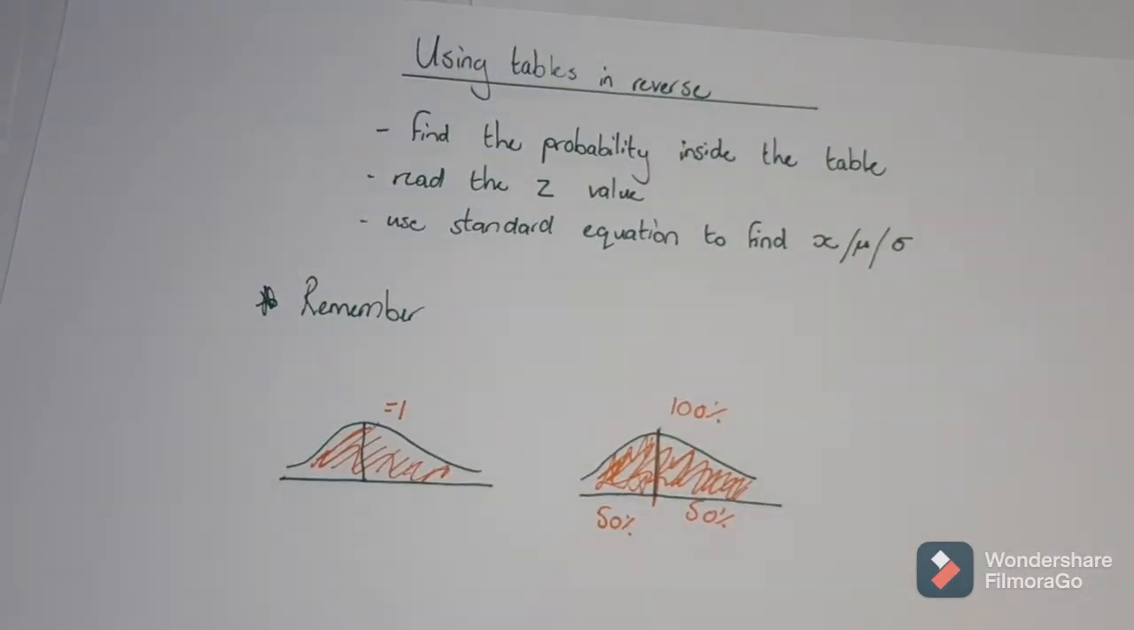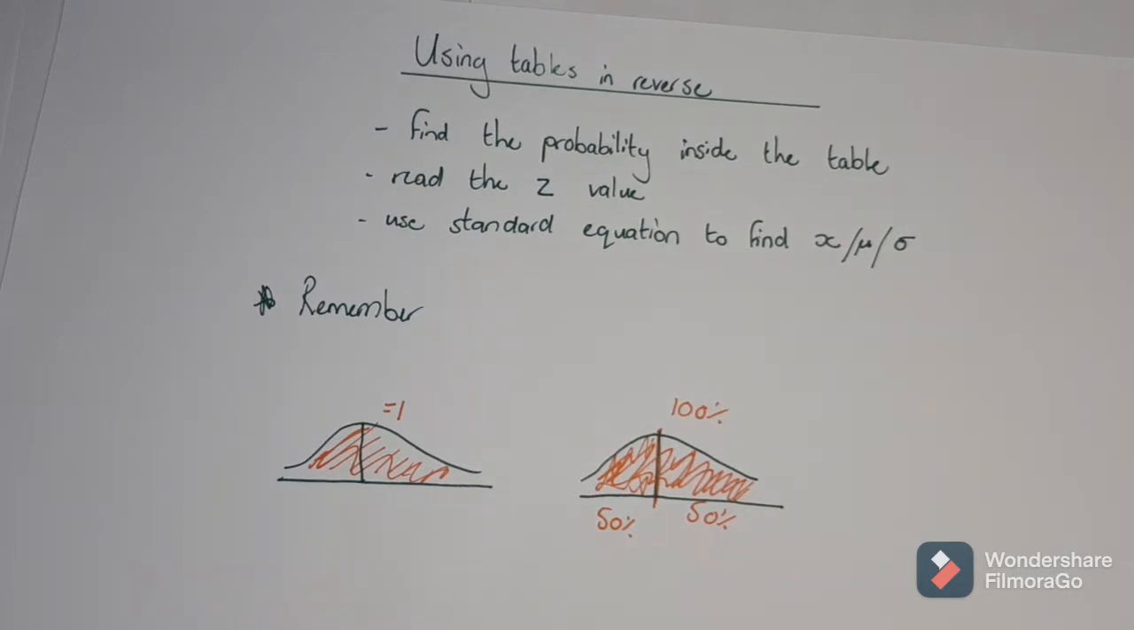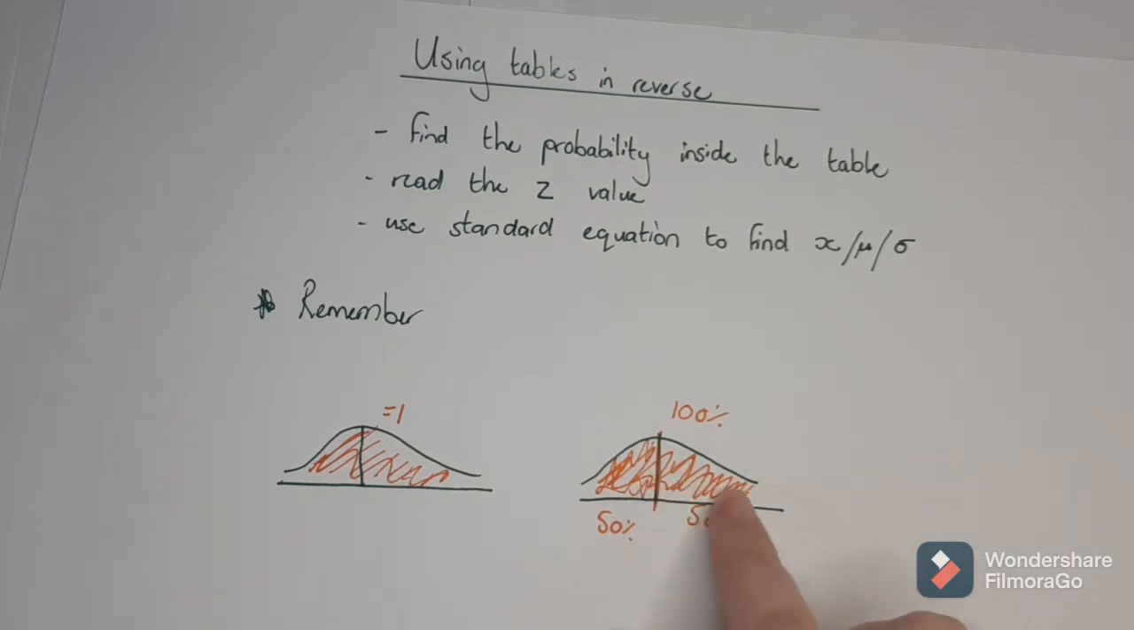So whenever we're using these tables in reverse, it's always really important to remember that, because if we're given a percentage probability of something, we need to find what area on the curve that is actually taking up in order to find which Z value we're looking for on the table. So if we look at some examples.